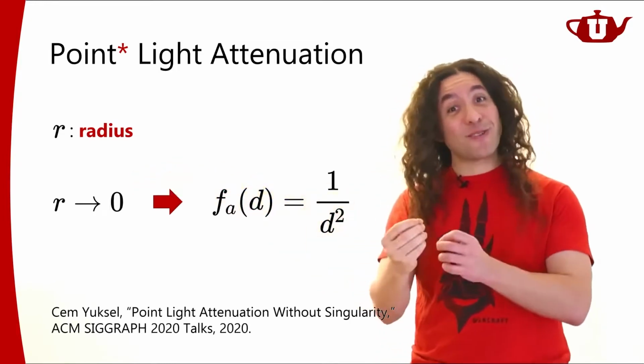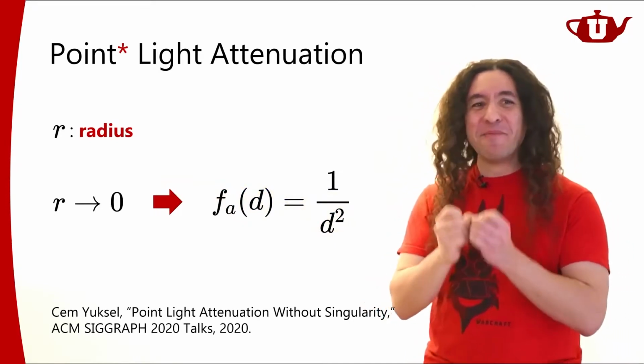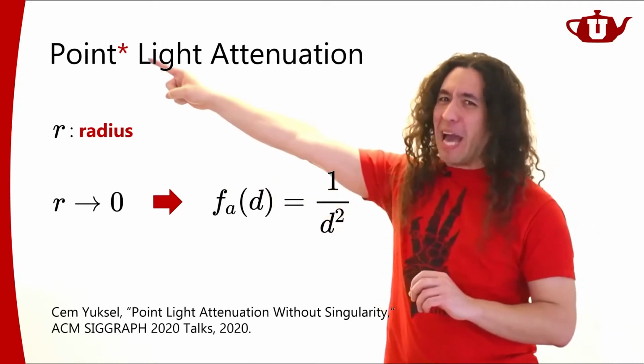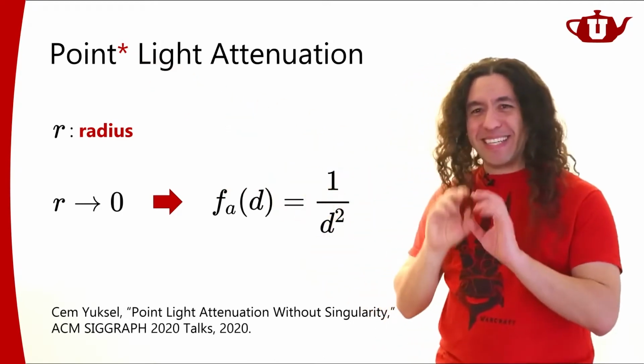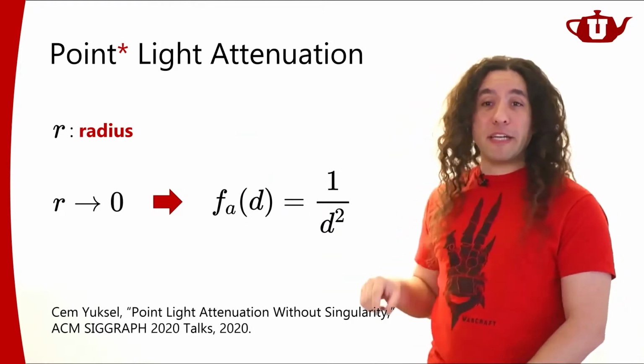A point light source with non-zero radius. That sounds really weird because a point is supposed to have 0 radius. Yeah, so it's not really a point light source. All right? It's kind of like a point, but not exactly. So I'm not going to go through this derivation.